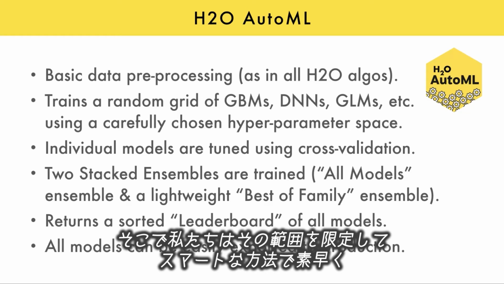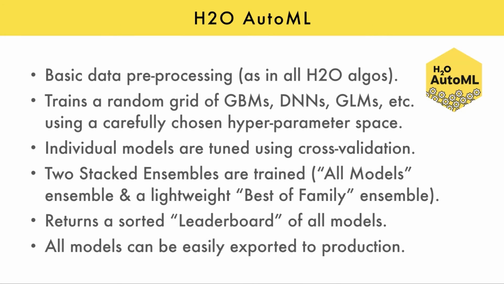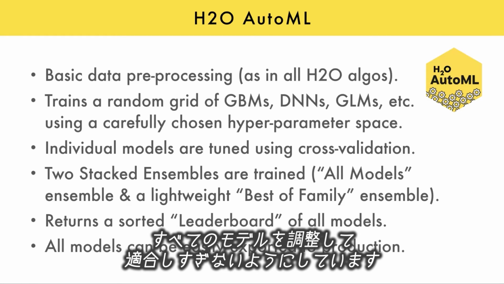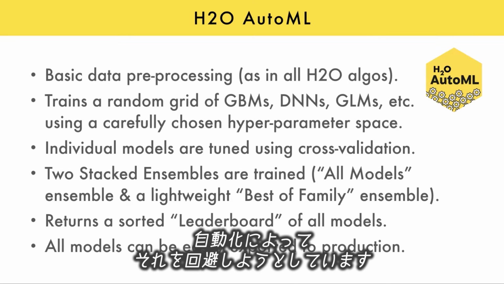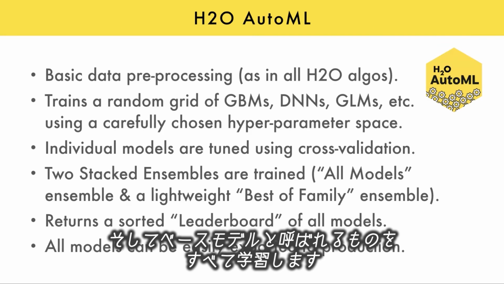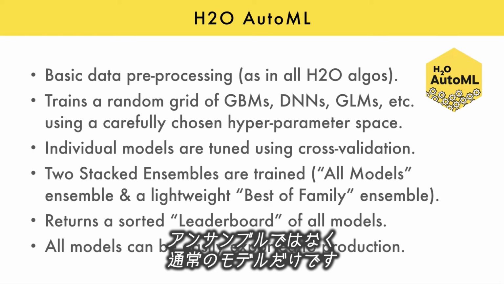So we try to limit that space in a smart way to get you there quickly. We tune all the models so that they're not overfit. That's just another concept in machine learning, overfitting, and we try to avoid that in an automated way. Then once we have trained all what we call the base models, the models that are not part of the ensemble, just the regular models.